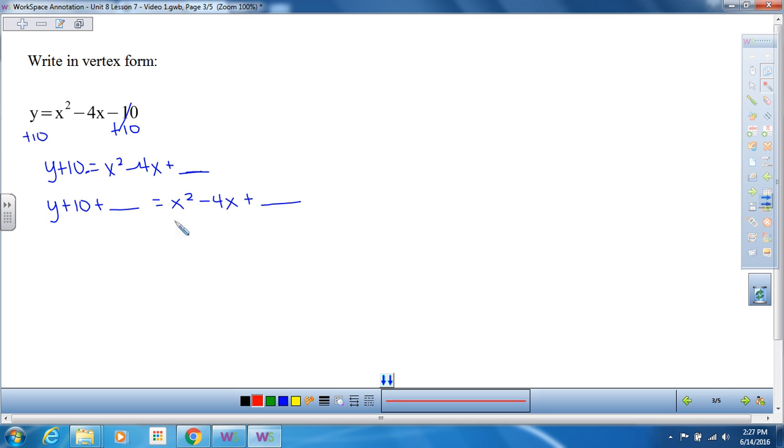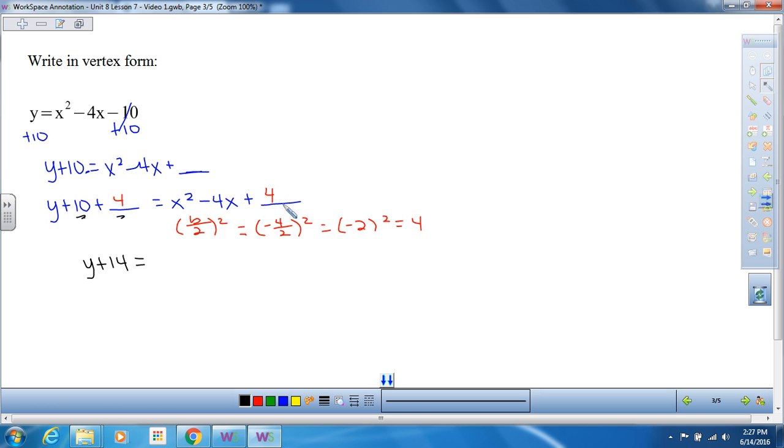Okay. B over 2 squared. So -4 over 2 squared is -2 squared, which is +4. So you're going to add +4 to both sides. Okay, combine your like terms on the left. So y plus 14.